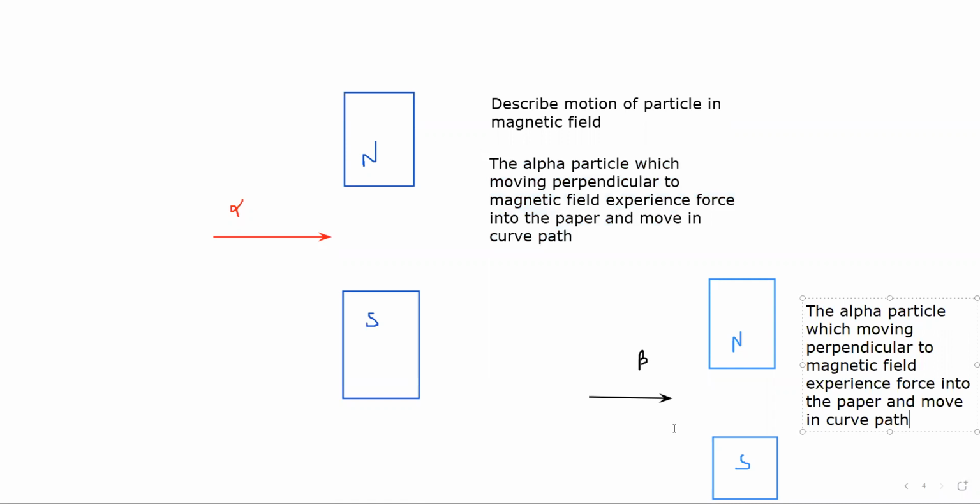So it's the same thing, but only change what I will make. In this case, I don't have an alpha particle. This is a beta particle moving perpendicular to the magnetic field, and it experiences the force out of the paper and moves in a curved path. Is it clear? This is the deflection of these particles in a magnetic field. Any doubt in this?